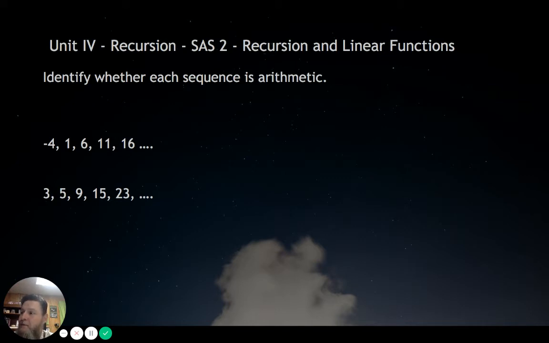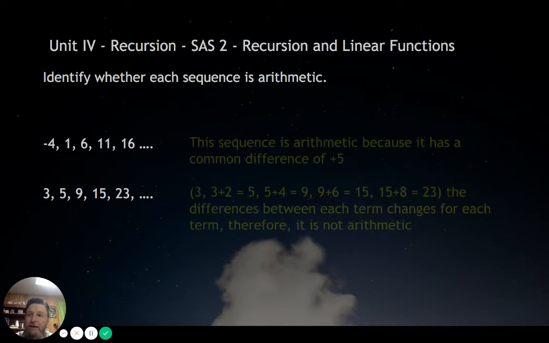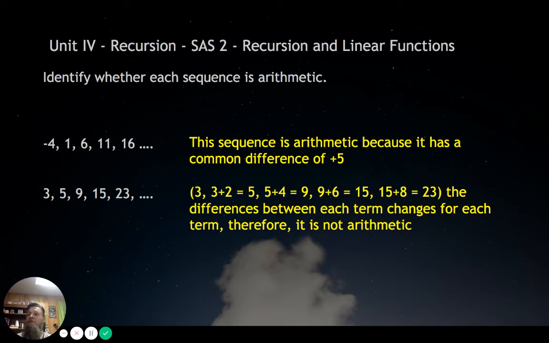How about this next one? 3 plus 4 is 5. 5 plus 4 is 9. 9 plus 6 is 15. 15 plus 6 is 23. The first two sequence differences are the same, but the next two sequence differences are not. So we're looking at something that does not have a common difference. So the first one is arithmetic because it is a common difference of plus 5. The differences between each term change for each term, therefore, it is not arithmetic.